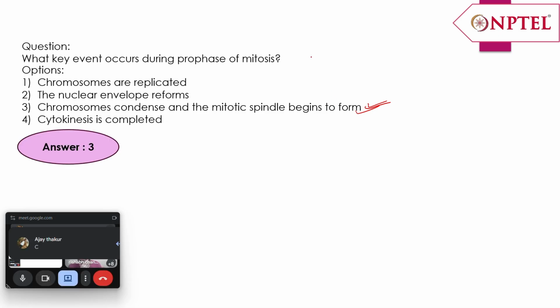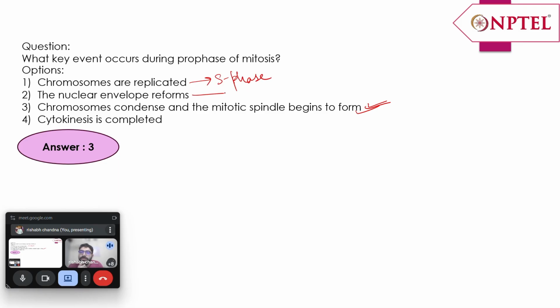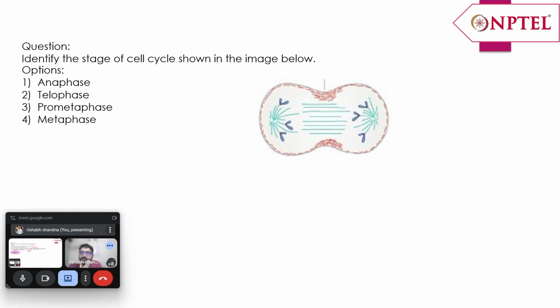Okay, so the correct answer is option 3. If we see the different options, chromosomes are replicated in the S phase of the cell cycle. The nuclear envelope reforms in the telophase, and cytokinesis is completed. This is the end of the M phase. The major thing that happens in prophase is that chromosomes condense and the mitotic spindle begins to form. Okay, so let's move on to the next one.